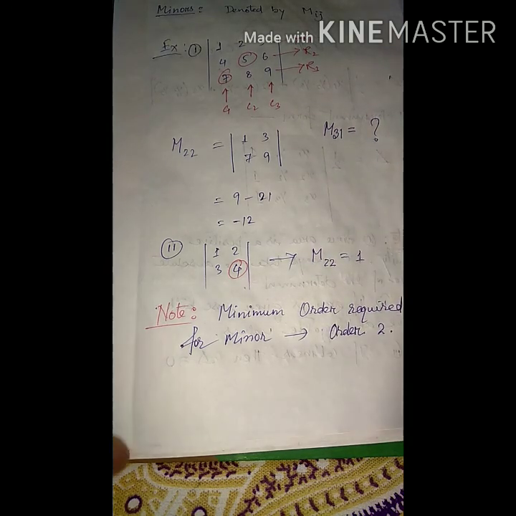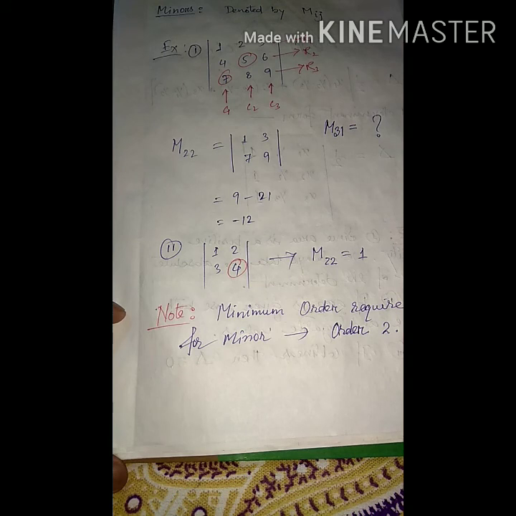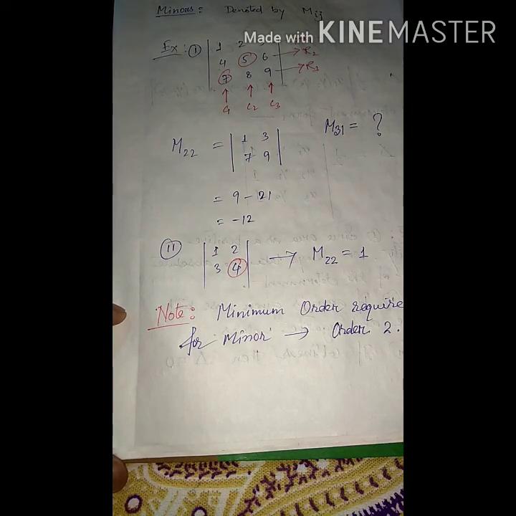Now the most important thing is the minimum order required. To find a minor, the minimum order must be 2. If it is less than 2, then the minor is not possible. So the minimum order required for finding minors is order 2. Is it clear? Okay.